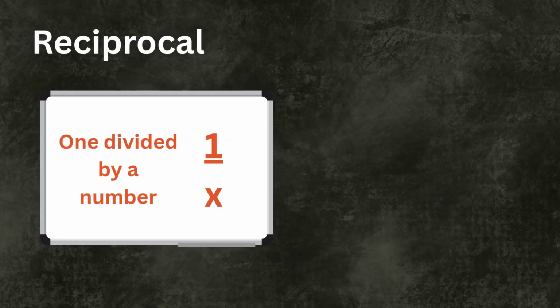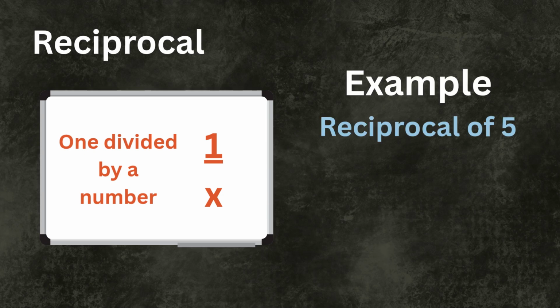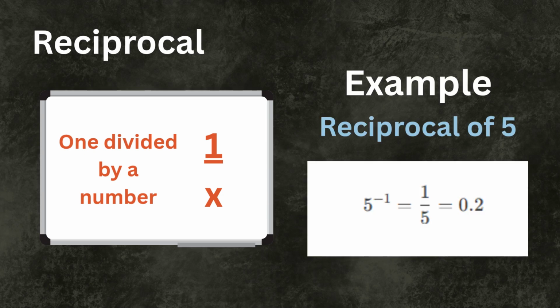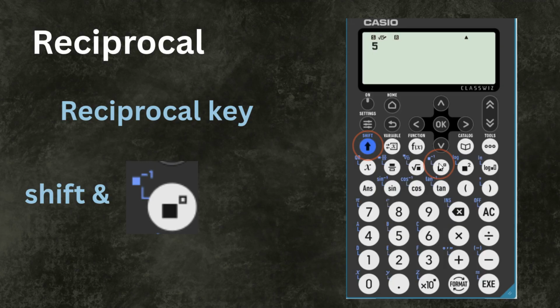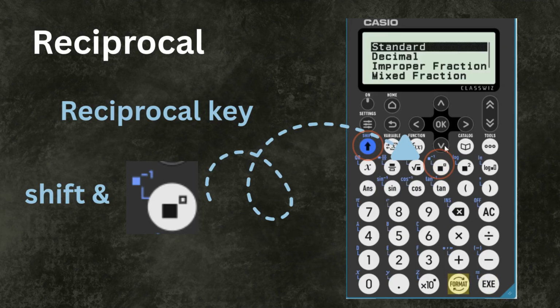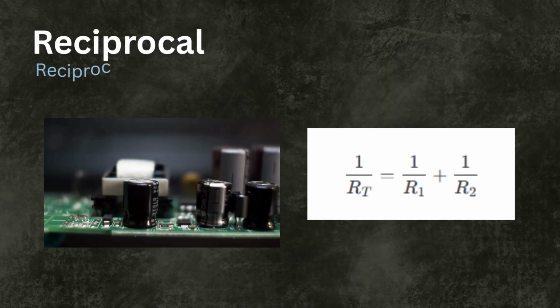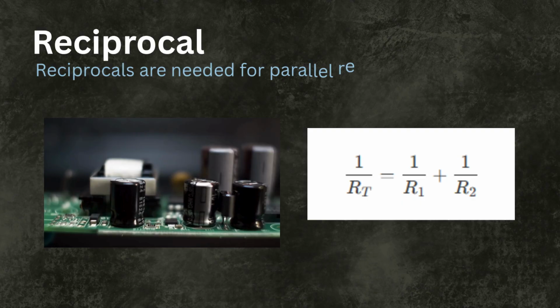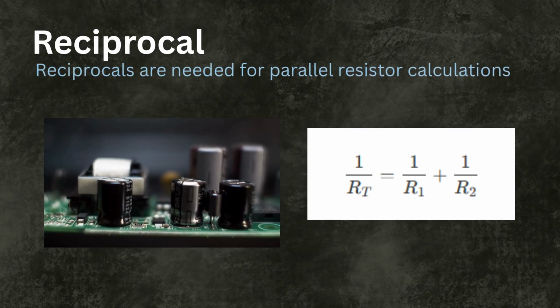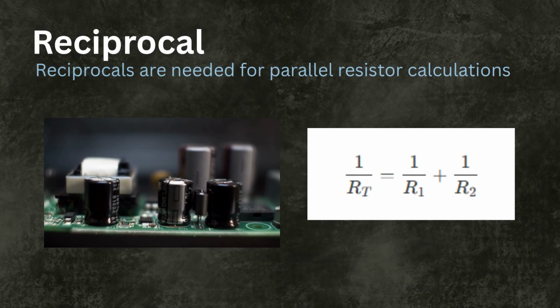A reciprocal means 1 divided by a number. For example, the reciprocal of 5 is 5 to the power of minus 1, which is equal to 1 over 5, which is equal to 0.2. Many scientific calculators have a reciprocal key labeled to the power of minus 1, which calculates this in one step. Reciprocals are essential for parallel resistor calculations because the formula uses the reciprocal of each resistance value.